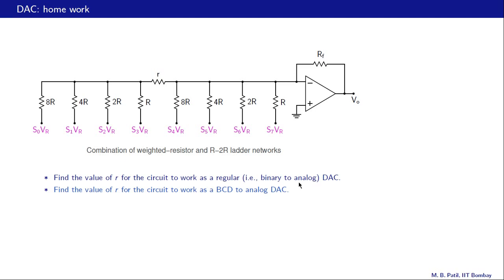That would be an 8-bit DAC. This is the LSB, S0, and that is the MSB. That is part 1. Part 2, find the value of small r for the circuit to work as a BCD to analog DAC.